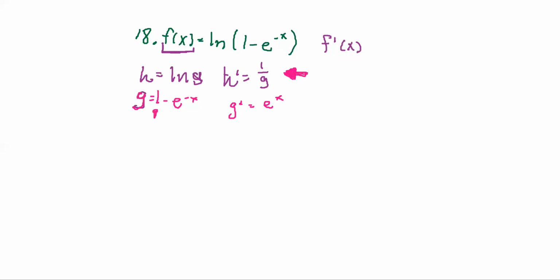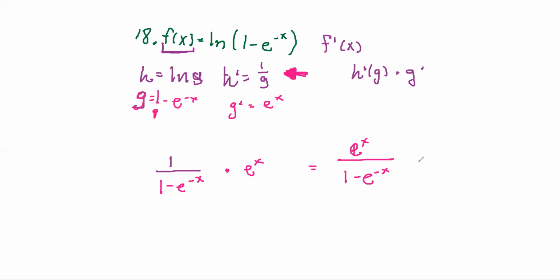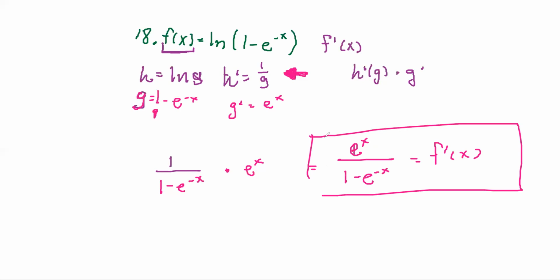So, that being said, I'm going to take a quick sec to rewrite the rule. I'm going to say that this is h prime of g times g prime. And so h prime, 1 over g, times g prime. So this is going to be equal to e to the x over 1 minus e to the negative x. And that is f prime of x. Awesome. So that is kind of chain rule stuff.